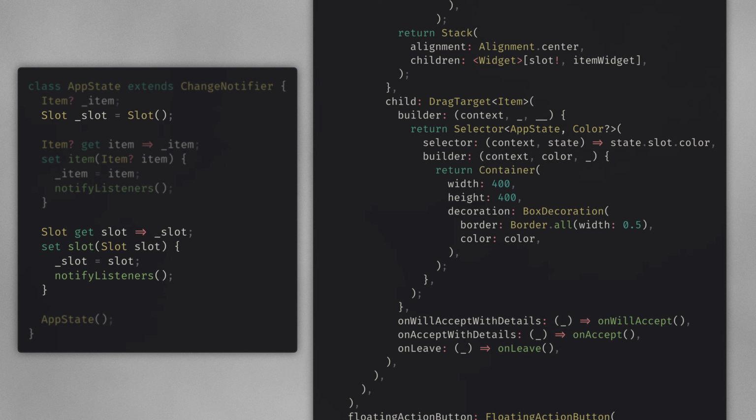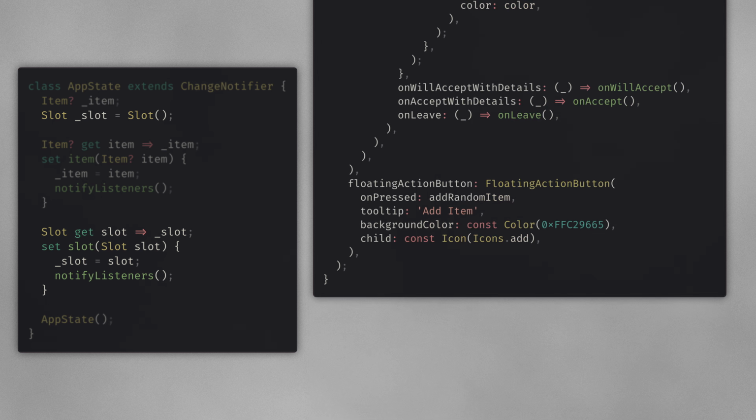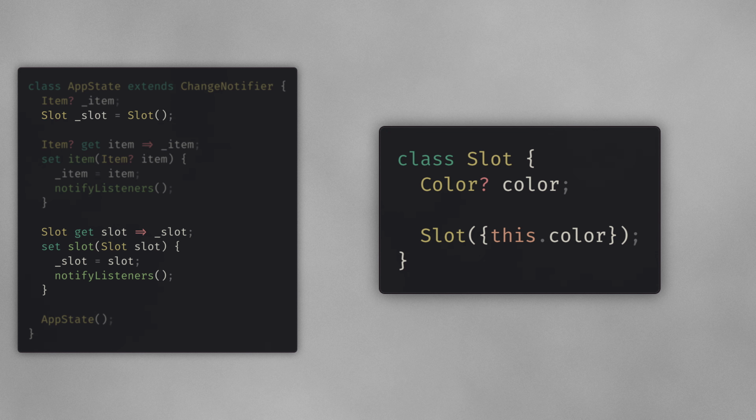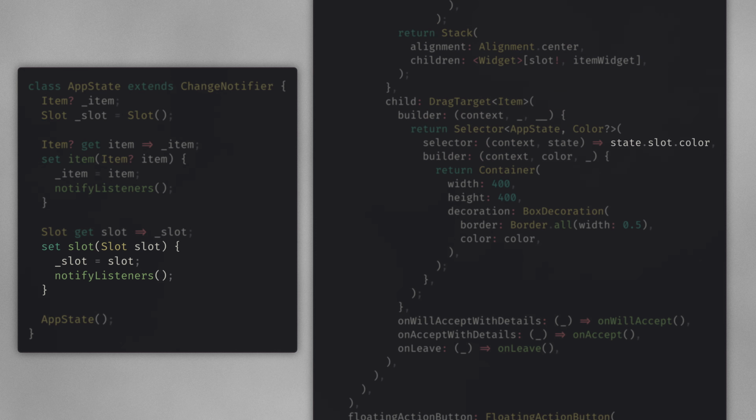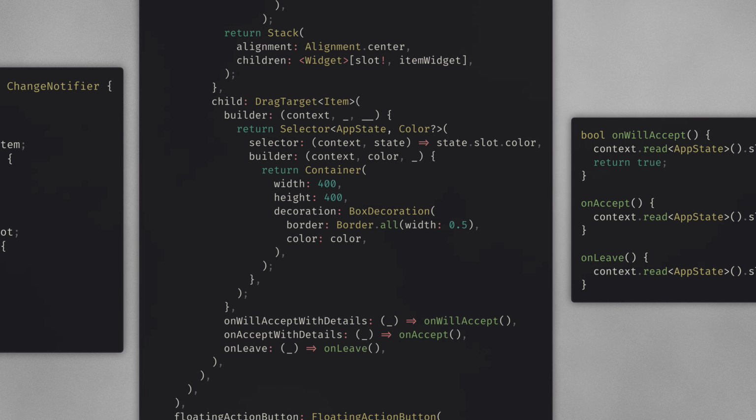I've added a slot to the app state in much the same way as the item is set up. The slot class itself is another basic data holder, like the item and shape classes. For now, it just holds a color. So whenever this color changes, the slot displayed to the user changes, all thanks to the app state's call to notify listeners. What actually causes these changes in the app?